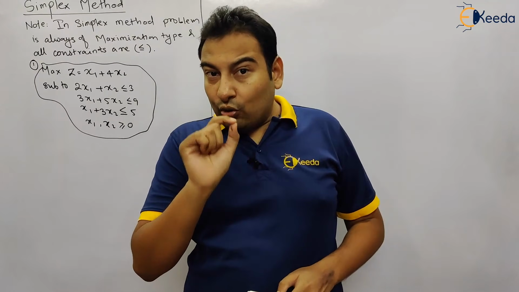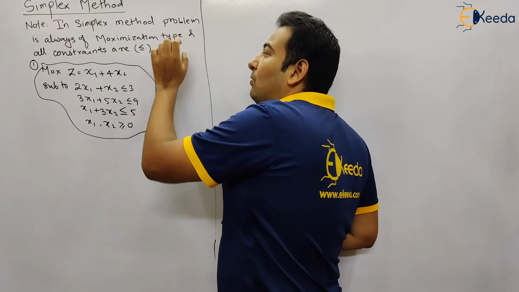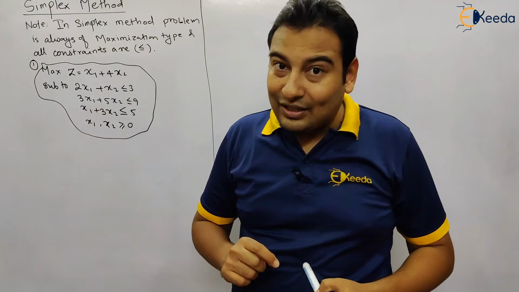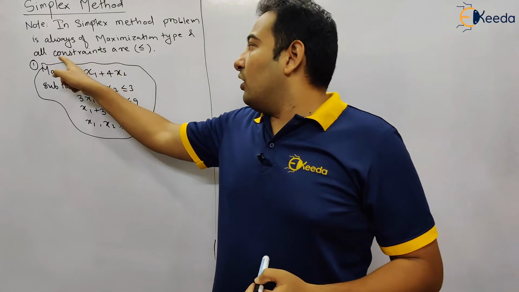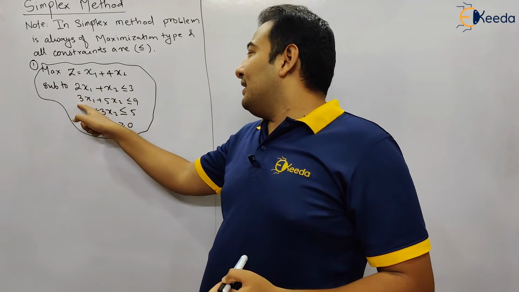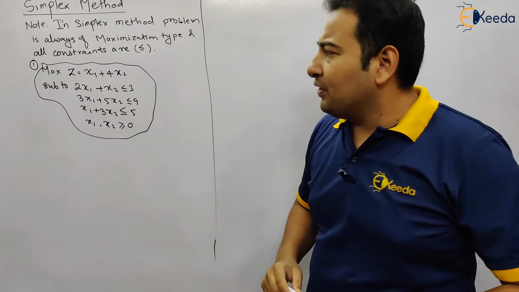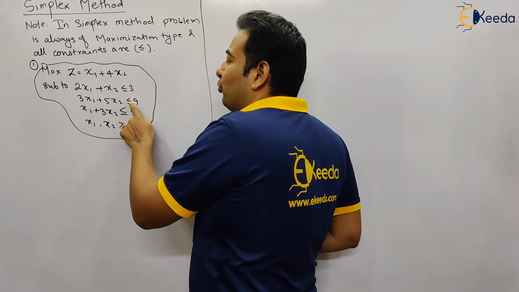A very important note that you need to remember is this. In simplex method, problem is always of maximization type, and all the constraints should be less than equal to. This is called your objective function, and these are your constraints, and this is your by default constraint, so we ignore it simply. So problem should always be of maximization type, and all the constraints should be less than equal to.